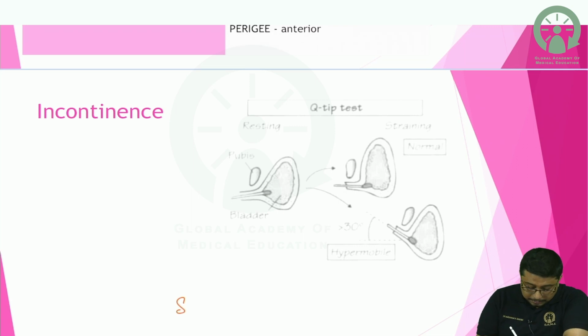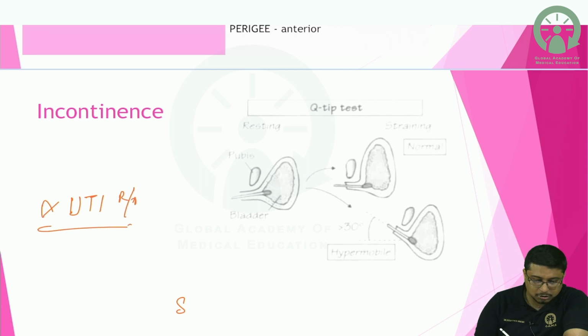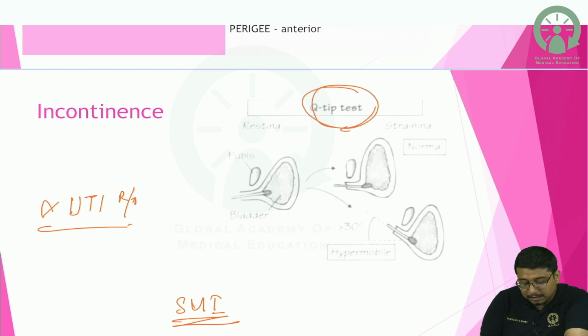the 2 points I would like to talk about is the primary investigation. The first investigation starts with rule out UTI. Stress urinary incontinence is mostly due to hypermobility of the urethra, and a Q-tip test can diagnose the hypermobility.